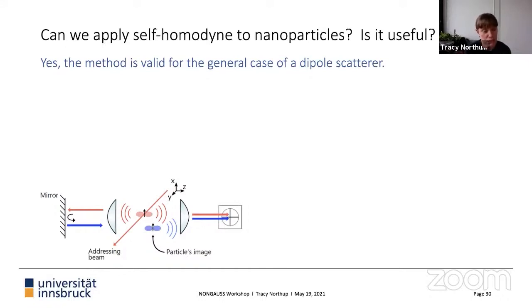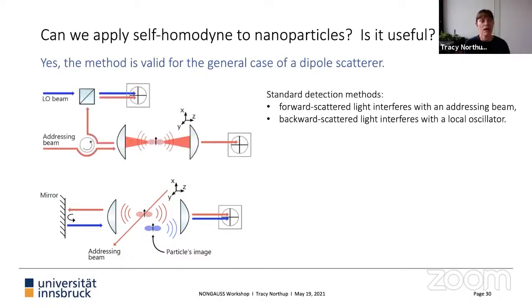So the red is the actual particle. It's being illuminated by an addressing beam. And now you see the red signal that's reflected that goes to the left, reflected off the mirror, comes back as the blue signal. And then you see an image of the particle that's generated. And that we can compare with more standard detection methods.